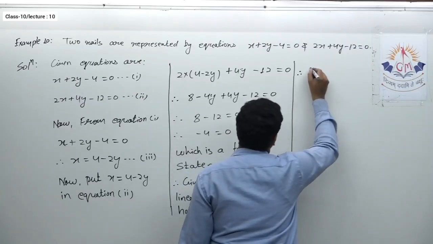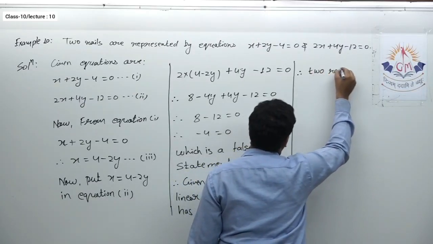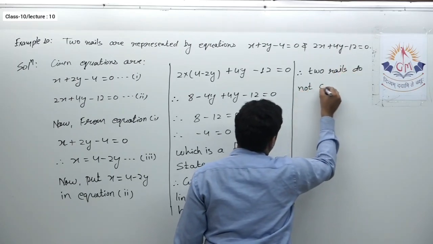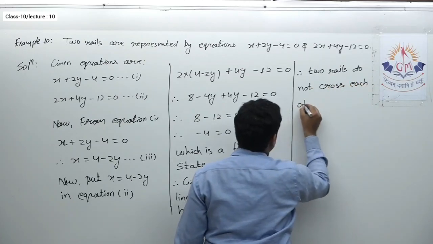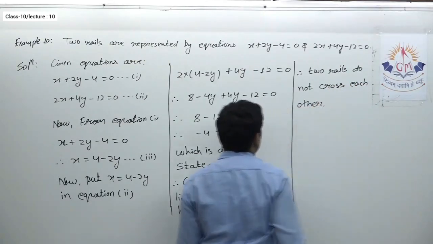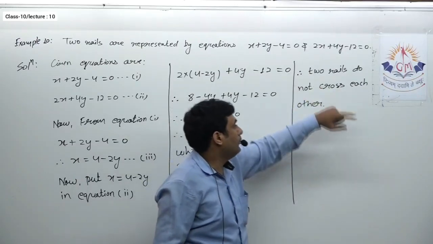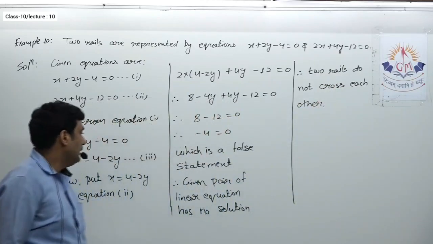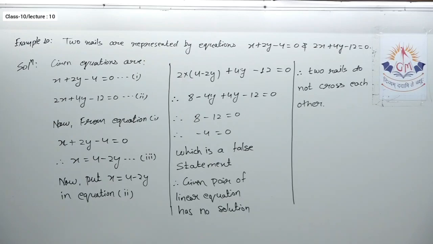Therefore two rails do not cross each other. Okay, so that was the question actually. So at last we have to give the answer in that way only. The two rails do not cross each other. Please note it down.